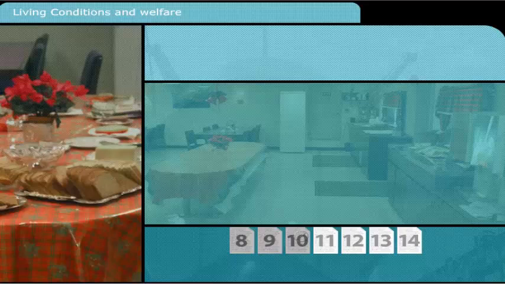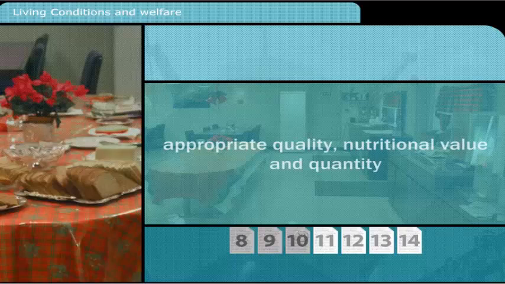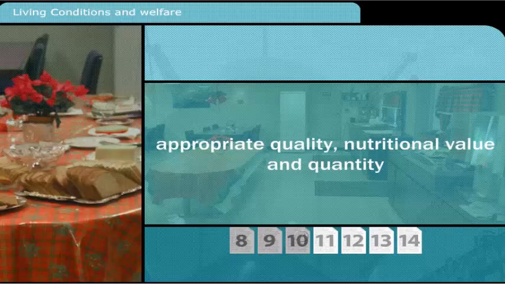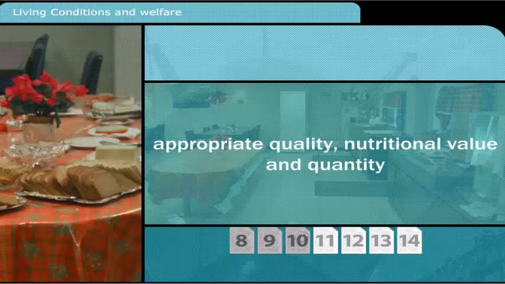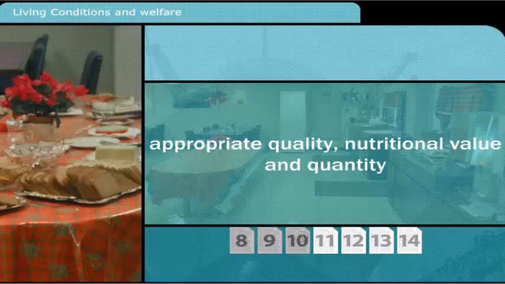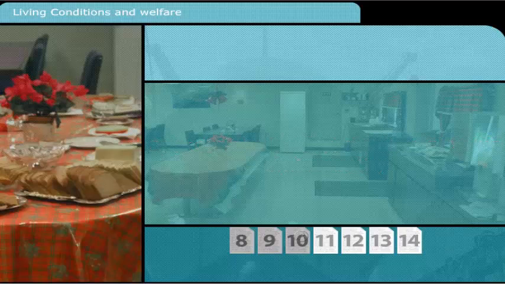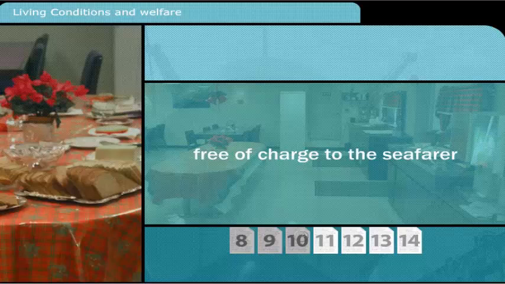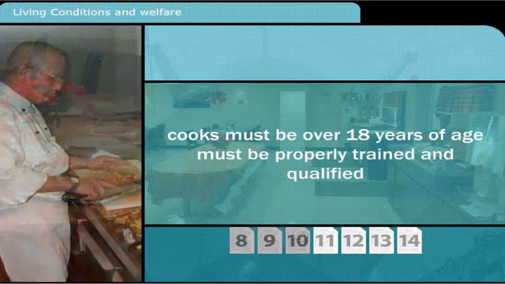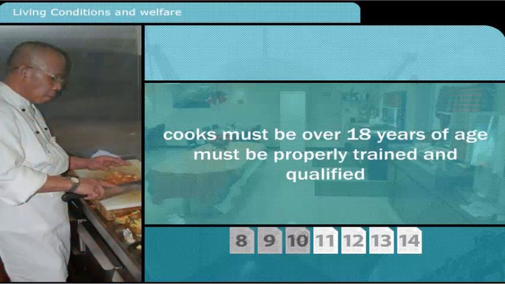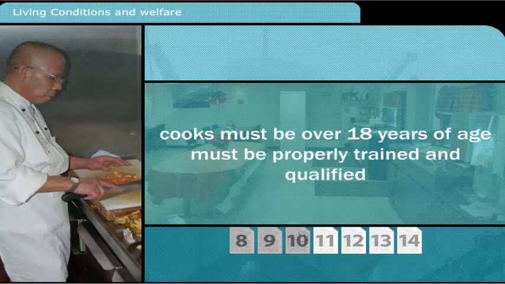The food and catering requirements are covered by Regulation 3.2, the purpose of which is to ensure that seafarers have access to good quality food and drinking water, provided under regulated hygienic conditions. This regulation requires that members ensure that all seafarers, regardless of their cultural and religious backgrounds, are provided with food and drinking water of appropriate quality, nutritional value and quantity. There should be no charge to the seafarer for this.